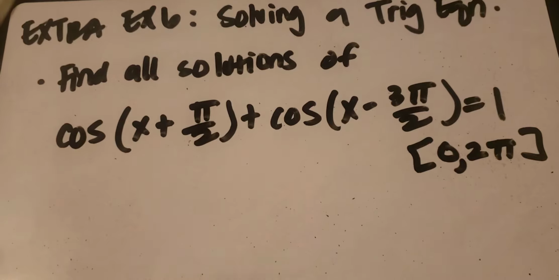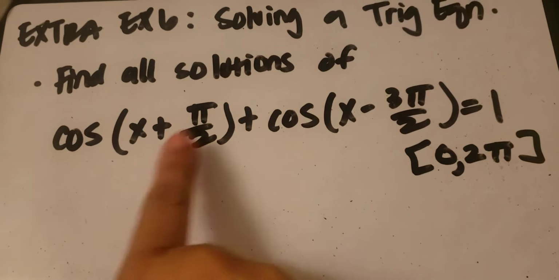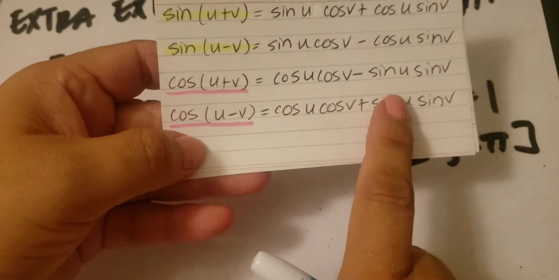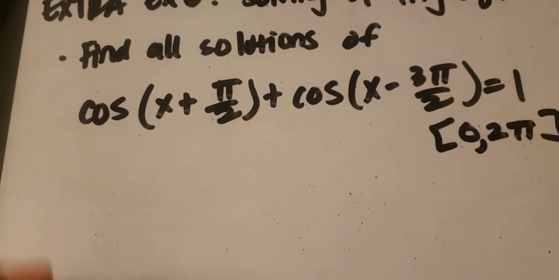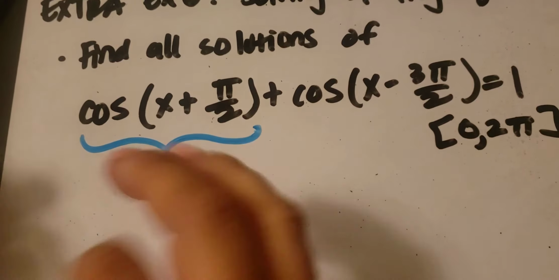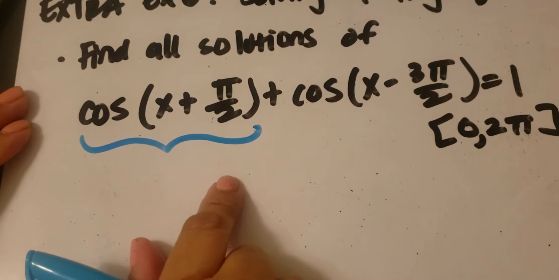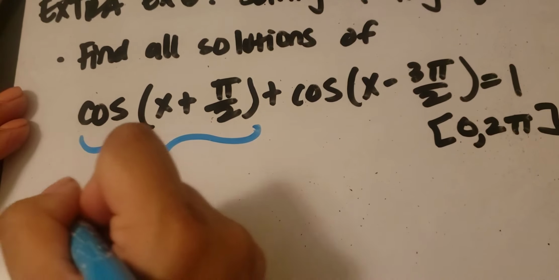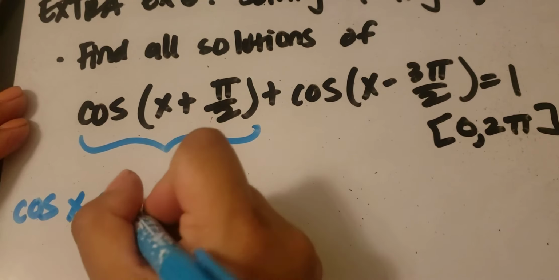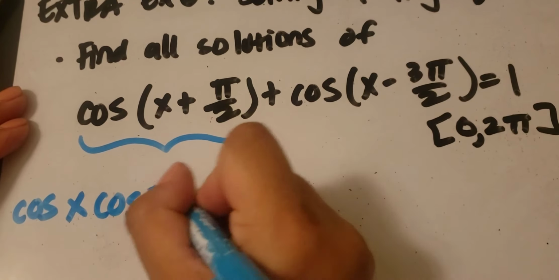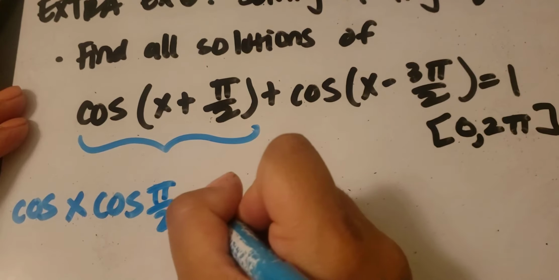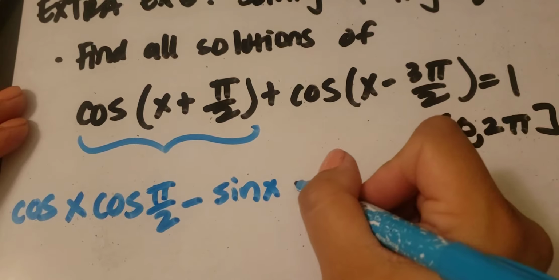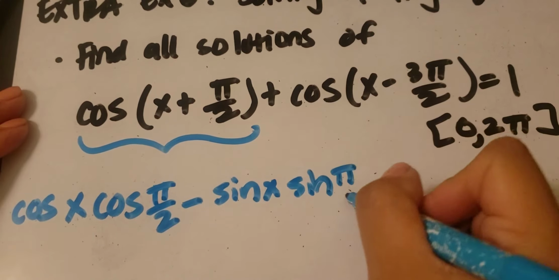This time we're working with cosine, and we're working with the sum and the difference, so we're going to be using both equations. I'm going to start with this one first. Cosine of x plus pi over 2 simplifies to cosine of x times cosine of pi over 2, minus sine of x times sine of pi over 2.